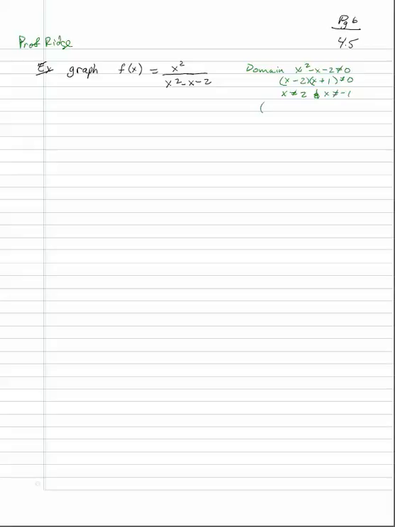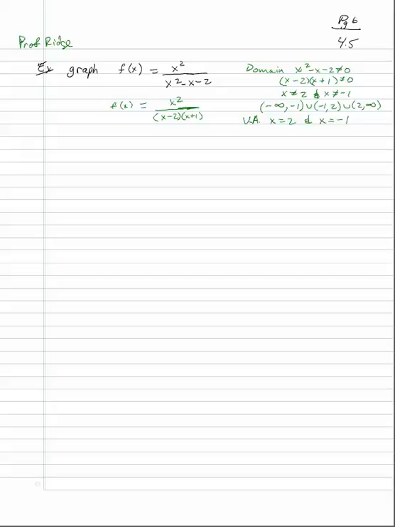So our domain is negative infinity to negative 1, union negative 1 to 2, union 2 to infinity. And if we look at f of x in factored form and see if we can reduce it, x minus 2, x plus 1, nothing reduces. So our vertical asymptotes are x equals 2 and x equals negative 1.